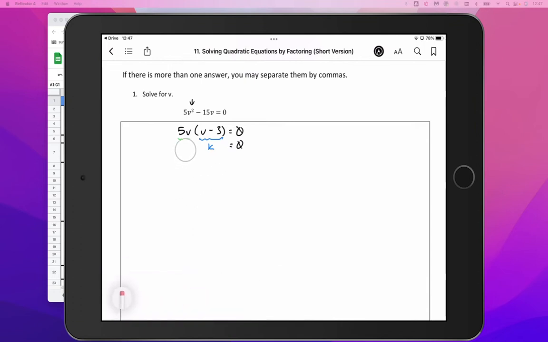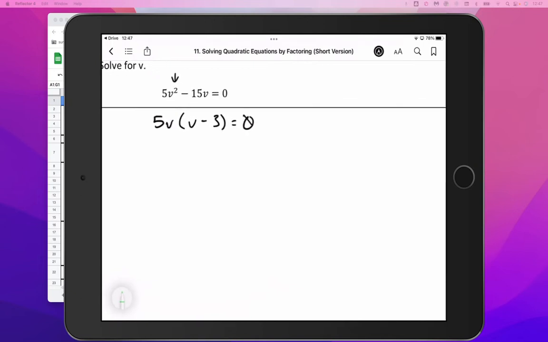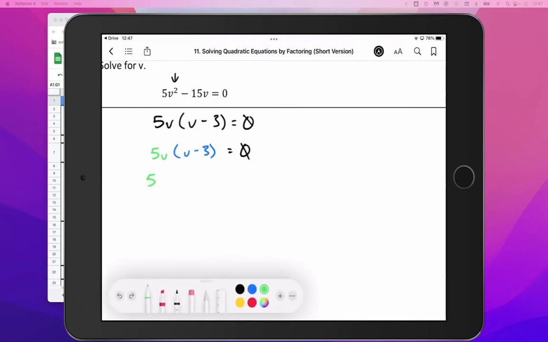So what we need to do that is to treat these as two separate parts now that we have factored them. And so we're going to say, well, what if I wanted to turn 5v into 0? And what if I wanted to turn v minus 3 into 0 to be able to make this whole thing a true statement? So to do that, we will separate them out and ask the question, gee, let me actually ask the question because that's a good idea.